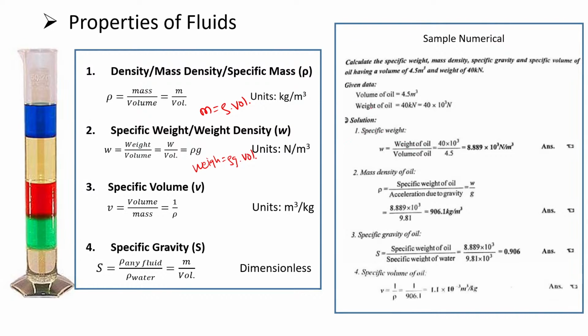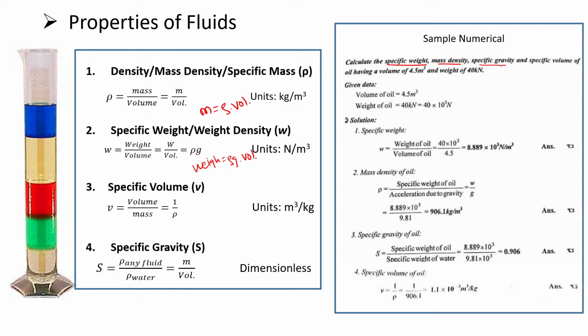So in this numerical, you have to find out the specific weight, mass density, specific gravity, and specific volume of oil having volume of 4.5 meter cube, and its weight is 40 kilonewton. Okay, always use SI units. So volume is given as 4.5 meter cube, and weight of the oil is 40 kilonewton. So if I convert that into Newton, it is 40 into 10 raised to 3. Now we want to find out specific weight. Specific weight is nothing but weight density. Mass density, that is simply density.